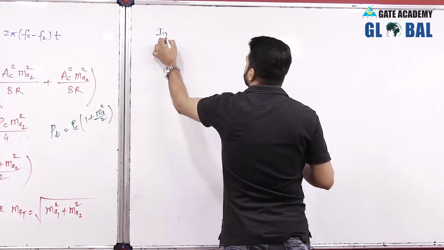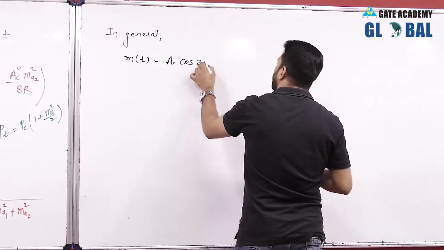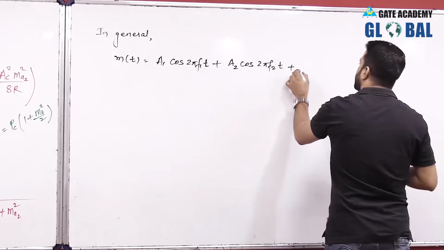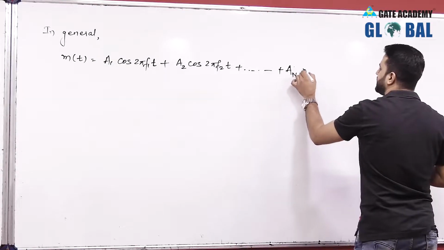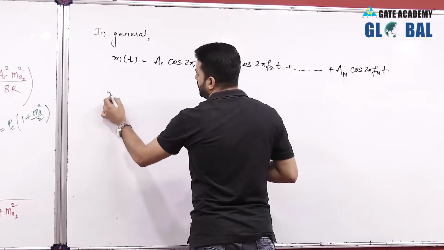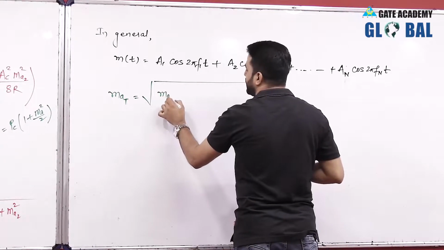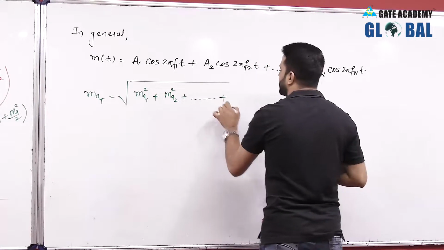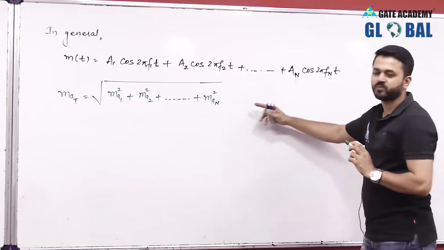And in general, we can write, if the message signal is in the form A1 cos 2 pi f1t plus A2 cos 2 pi f2t and so on up to, suppose nth term, An cos 2 pi fnt. Suppose we have n frequency components, then total modulation index Ma total will be root over, corresponding to this frequency component we get one modulation index Ma1 square, corresponding to this frequency component we get another modulation index Ma2 square, and so on, and corresponding to nth frequency component we get another modulation index Man square. So this is the general formula for total modulation index.